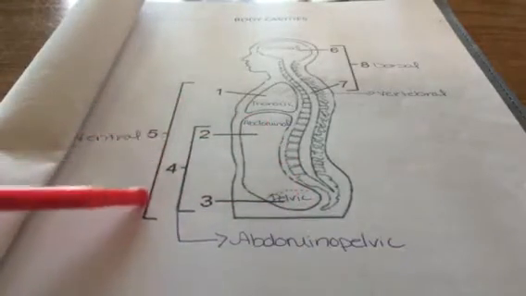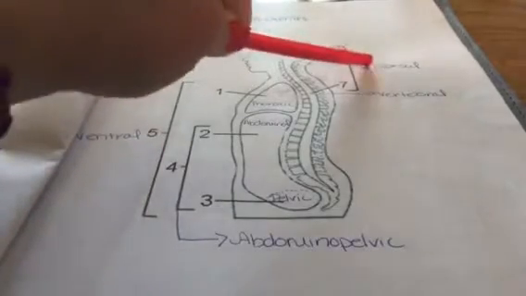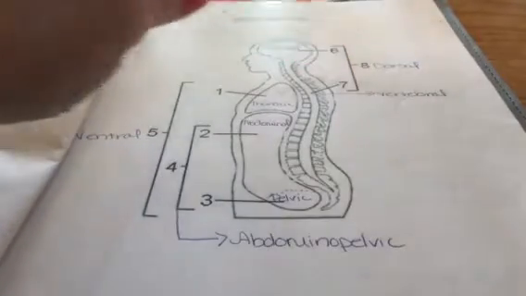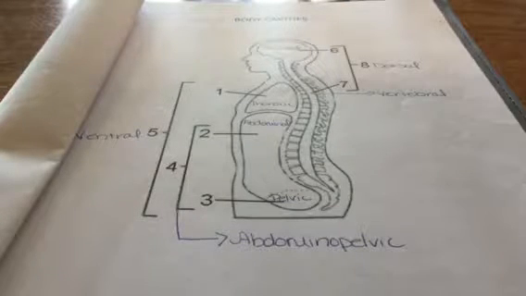The front is ventral or anterior. The back is dorsal or posterior. And of course you're going to have a couple more that we'll talk about in just a few minutes, like the pericardial and pleural cavity.